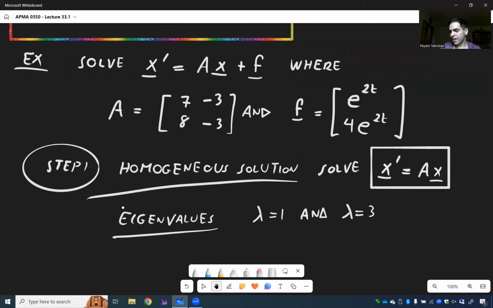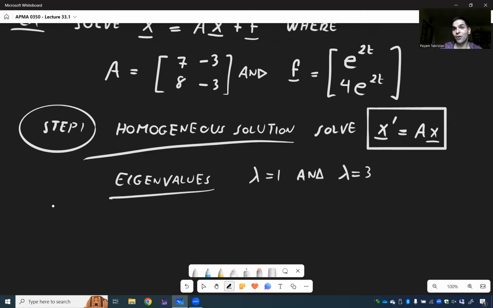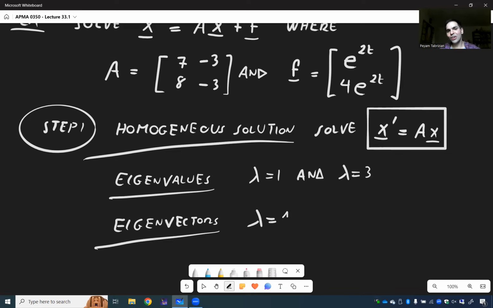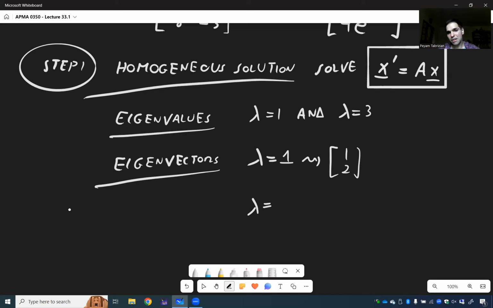And for the eigenvectors, you can see I was very original here. For the eigenvectors. So for lambda equals 1, we get (1, 2). And for lambda equals 3, we get (3, 4). You know, like 1, 2, 3, 4. See, mathematicians can be funny sometimes.